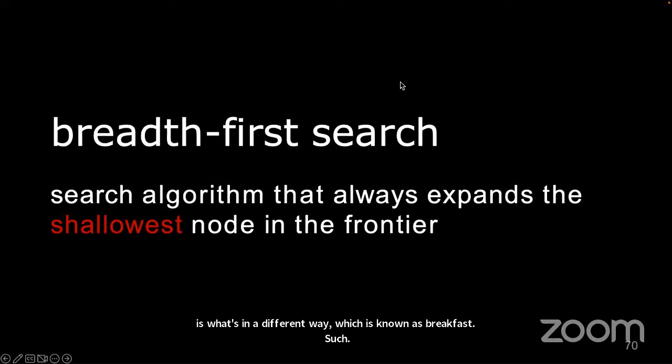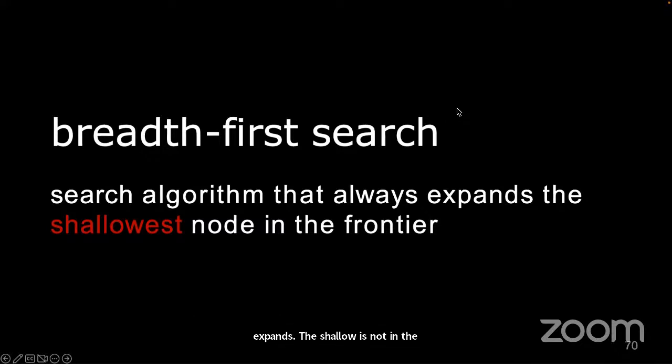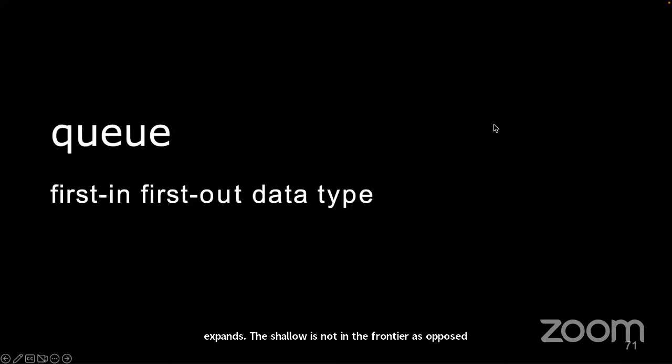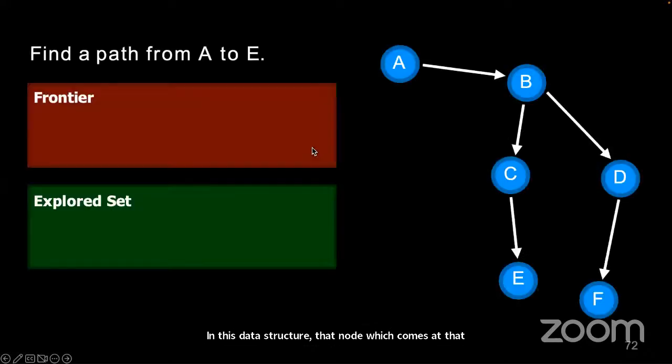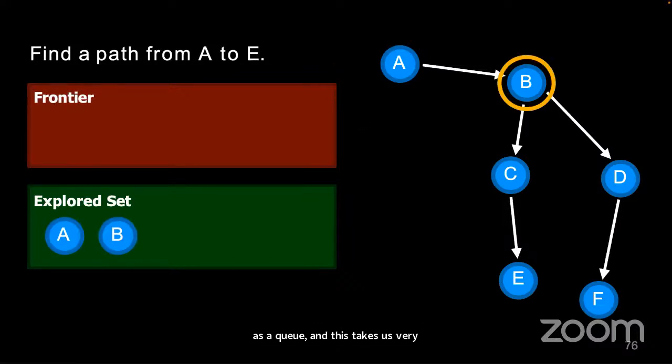So this algorithm expands the shallowest node in the frontier, as opposed to the depth-first algorithm, which always expands the deepest node in the frontier. To implement this algorithm, we will use another data structure known as a queue, which means first in, first out. In simple terms, in this data structure, the node which comes earliest will be considered first. So now we'll simulate the same problem with our frontier as a queue, and these steps are very similar.